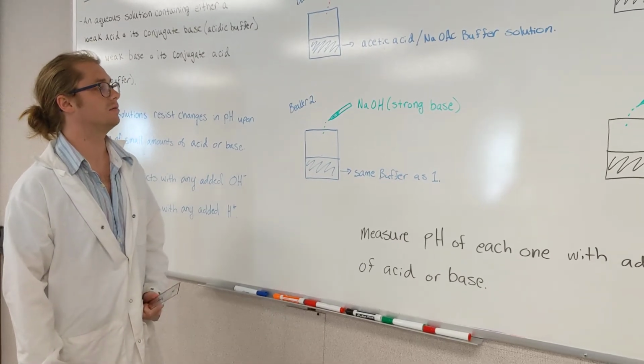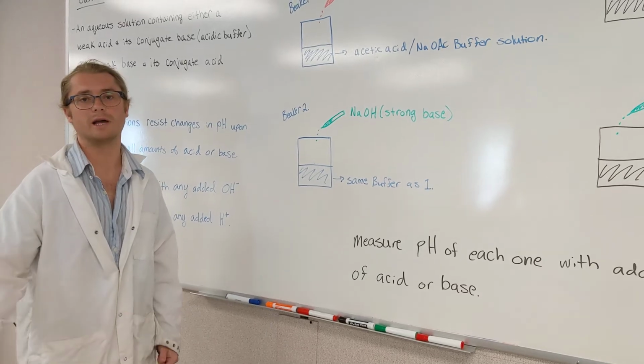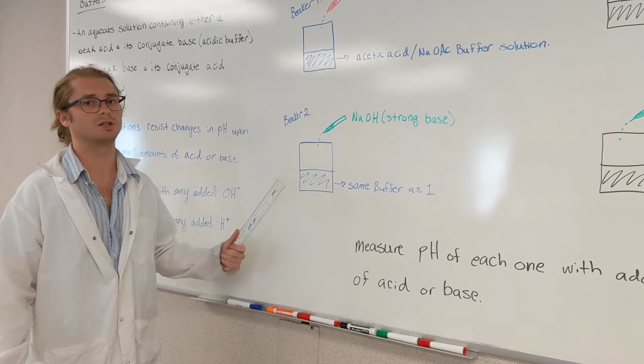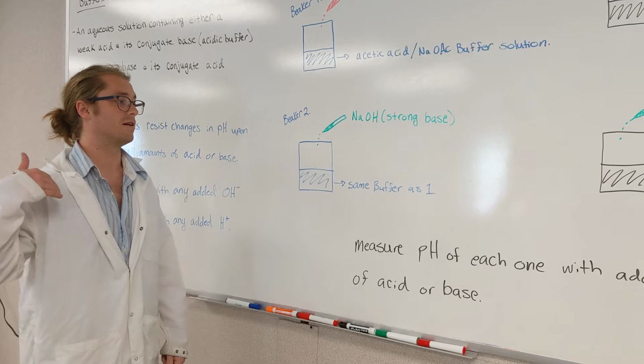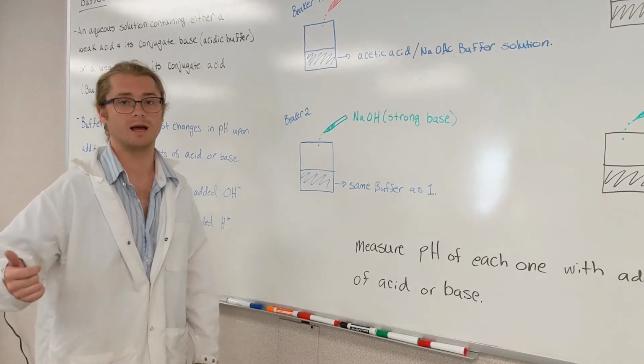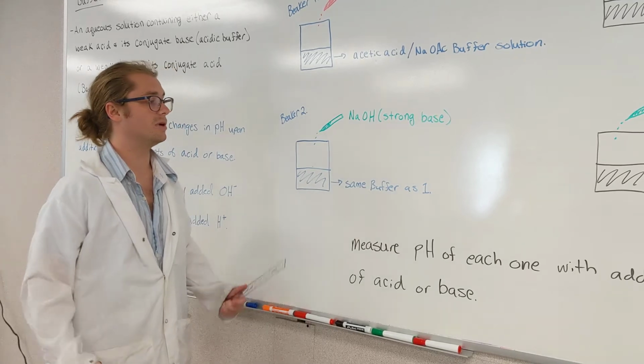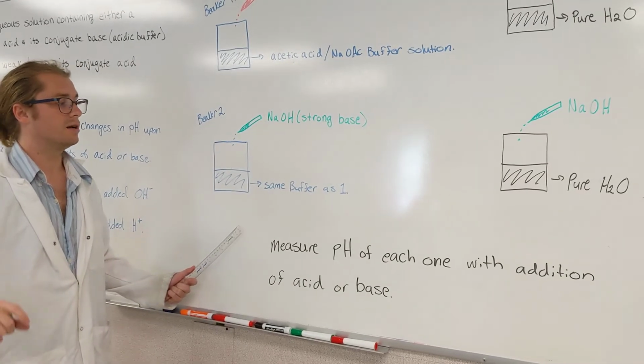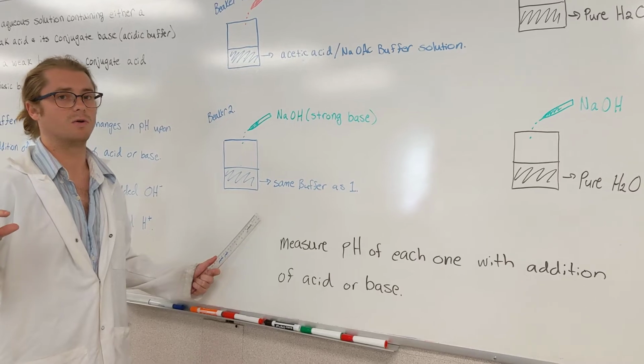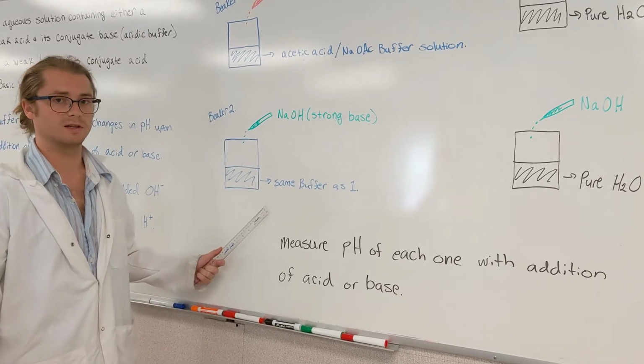So then we did the same solution, but we added sodium hydroxide, our strong base. And if there was no buffer solution, you would expect that pH to rise a whole bunch because it's getting more basic. But because we have the buffer solution in it, it only rose by a little bit. And that was because of the buffer solution.